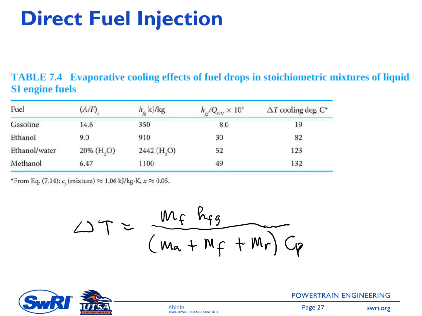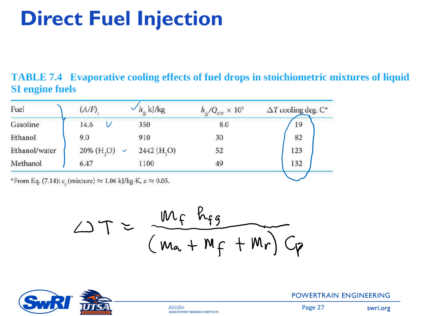This table shows the evaporative cooling effect of a fuel drop in a stoichiometric mixture of liquid spark ignition engine fuel. In the first column, we have different fuel types: gasoline, ethanol, ethanol with water, and methanol. The second column shows the stoichiometric air-fuel ratio, the next column shows the heat of evaporation, and the last column shows the temperature decrease due to fuel evaporation.